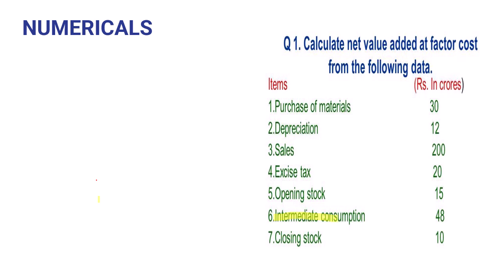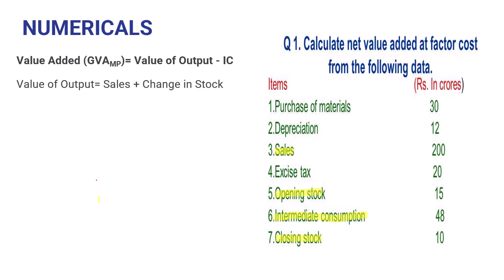सेल्स प्लस चेंज इन स्टॉक. सेल्स हमें गिवन है डायरेक्टली 200 एंड चेंज इन स्टॉक हम निकाल सकते हैं, उसका फॉर्मूला है क्लोजिंग स्टॉक माइनस ओपनिंग स्टॉक. Now let's see what will be the steps to solve the numericals. So we'll write the formula value added is equal to value of output minus IC, which will give you GVA-MP. So value of output is equal to sales plus change in stock. You will put the values, you will get the value 195 crores.